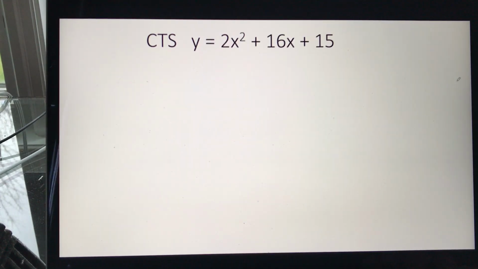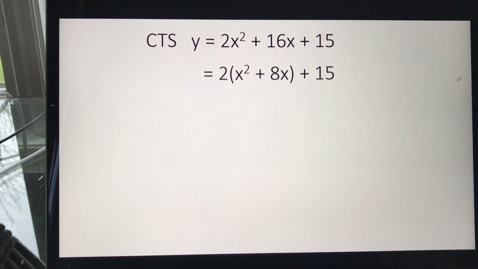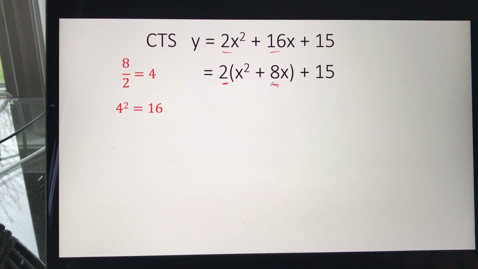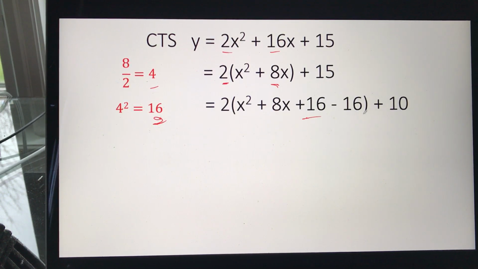2x squared plus 16x plus 15. I common factor the first two. Between 2 and 16, 2 is a common factor, so I pulled it out front, and I'm left with x squared plus 8x. I take my 8, cut it in half, makes it 4, and I square that 4 and make it 16. And then I add 16 and subtract 16 into my expression. Again, that's a funny looking step for sure, but we have to do it.